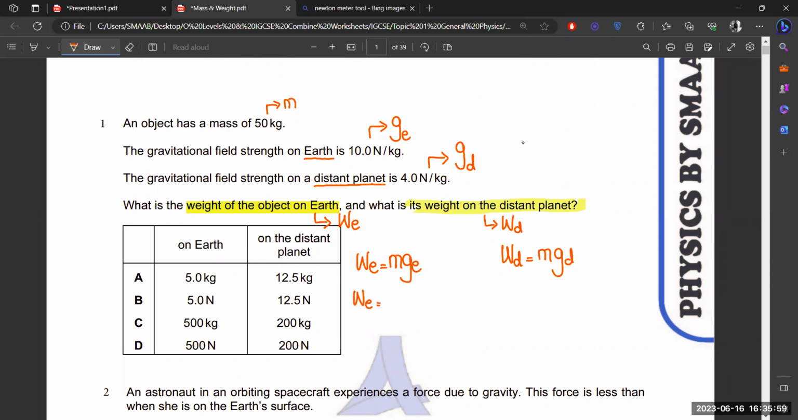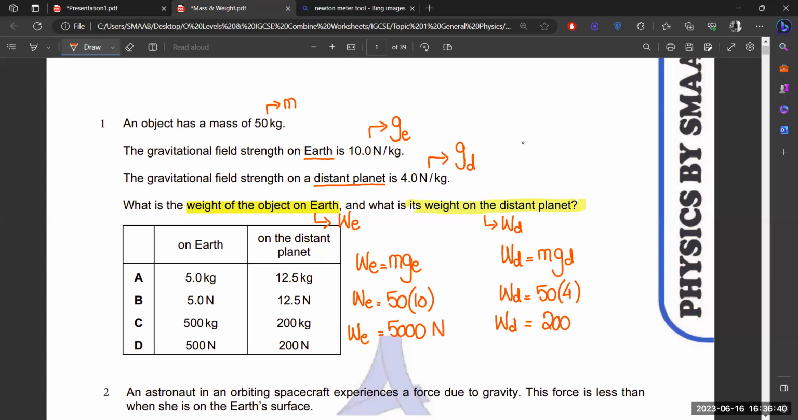Mass is equal to 50 and acceleration due to gravity for Earth is 10. So 50 multiplied by 10, and the same goes for the second one. 50 is the mass and the gravitational field is 4. So 200 and 500. And what is the SI unit for weight? The SI unit for weight is Newton, right?